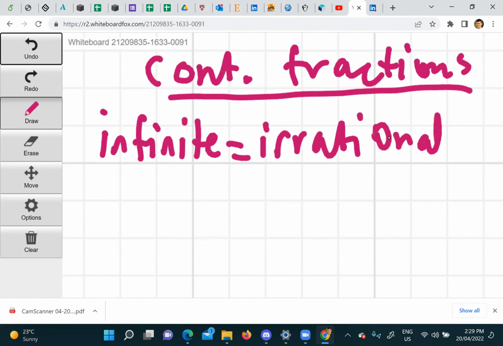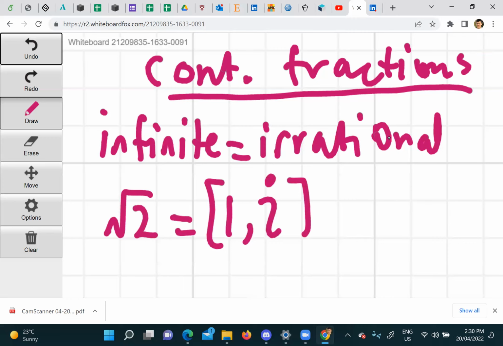And then the chapter that we're up to is talking about periodic continued fractions. If you remember when we did it for root 2, root 2 equals 1, and then 2 repeating or something like this. This is a periodic continued fraction, and I think the goal of this chapter is to prove that essentially these square root things are the periodic continued fractions.